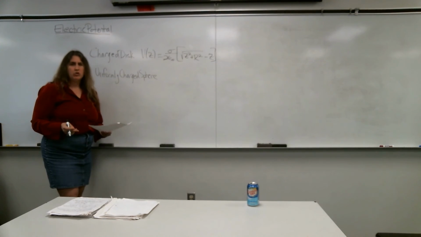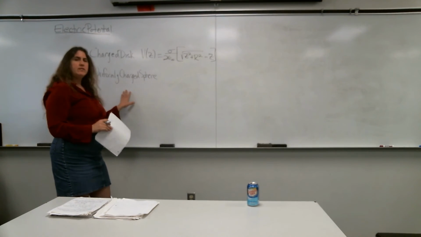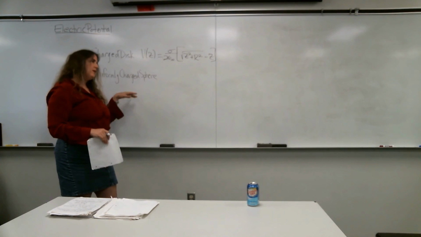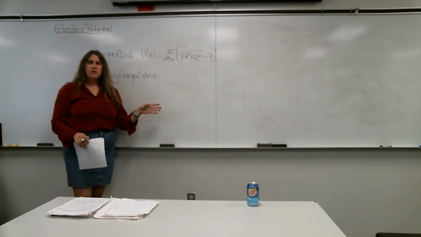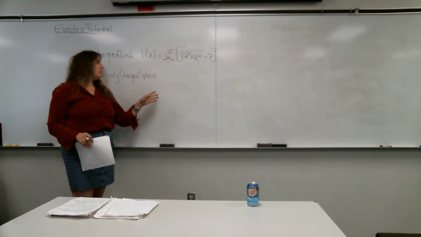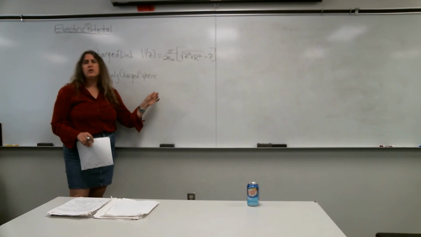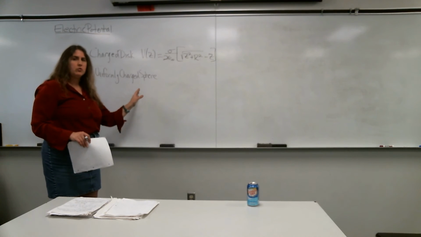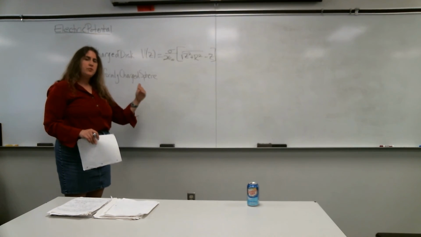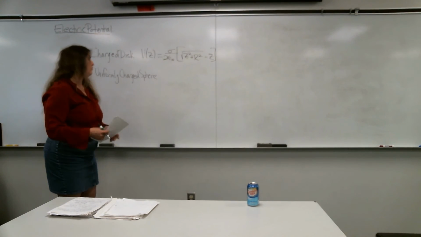For a uniformly charged sphere, we already worked this out. We already got the answer when we calculated it using the line integral of the electric field. But I want you to figure out what the potential is using those integral expressions. I want you to calculate the potential directly from the charge distribution.